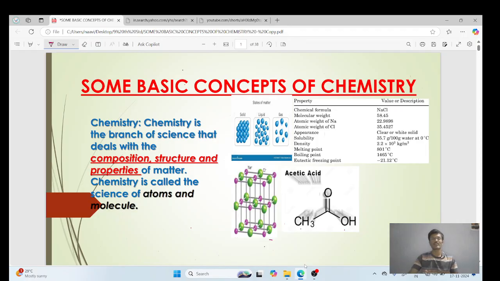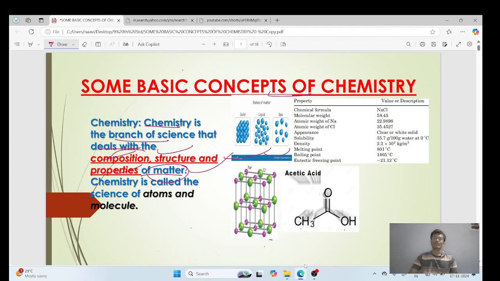Let's move on to some basic concepts of chemistry. Chemistry is a branch of science that deals with the composition, structure and properties of matter. Matter means anything which can occupy space, that is, solids, liquids and gases.